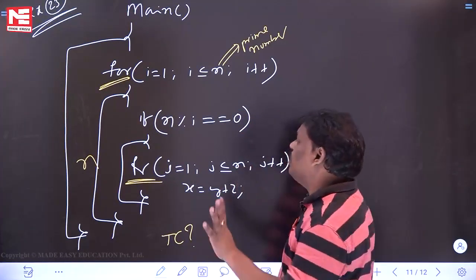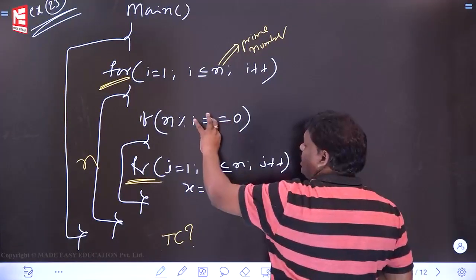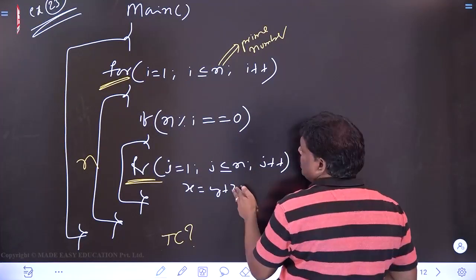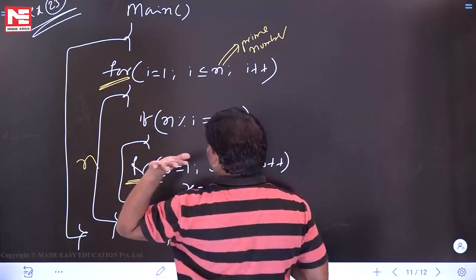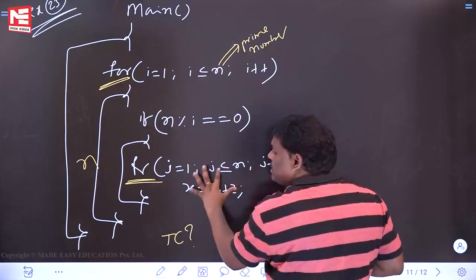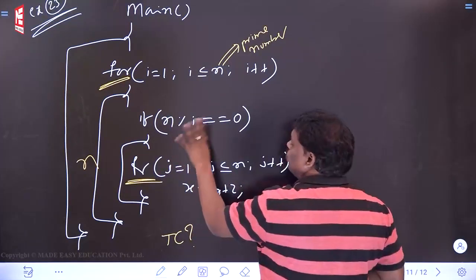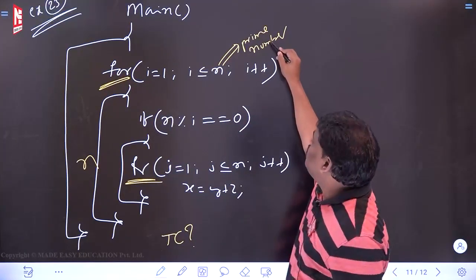But how many times will I go? I will check now. For each I value, check the condition. If true, then only go inside. Otherwise, don't go inside. One thing is guaranteed: the outer loop is n times, and the inner loop is also n times. But how many times will you come to the inner loop? We'll see now.